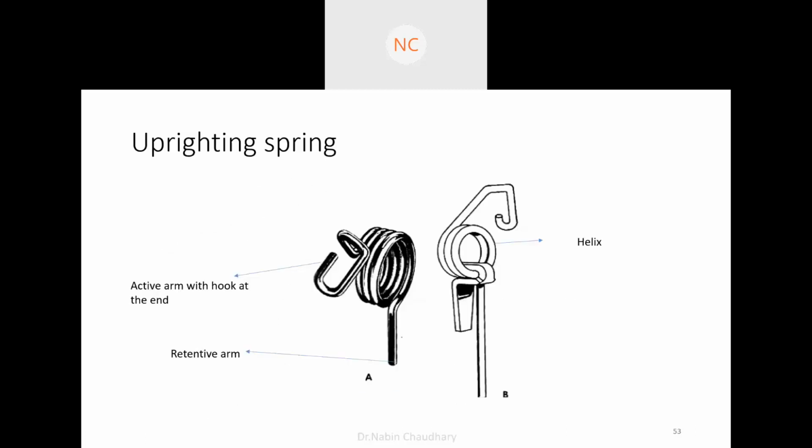Another component is the operating spring, and the operating spring has different components. This is the retentive arm, which is inserted into the pinhole of the Begg bracket. This is the helix, and this helix is generally 3 complete turns of the auxiliary wire, and it also has the retentive arm with a hook at the end. We should remember that this hook should be positioned in the direction in which the tooth movement is required.